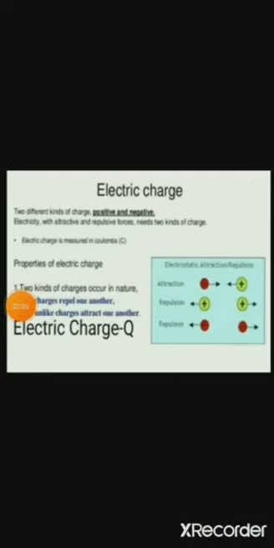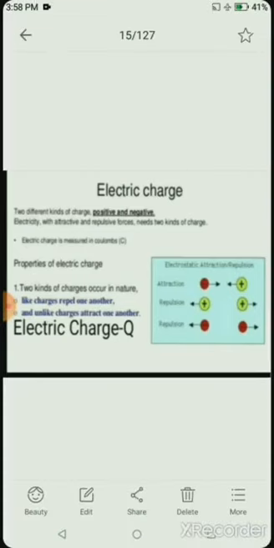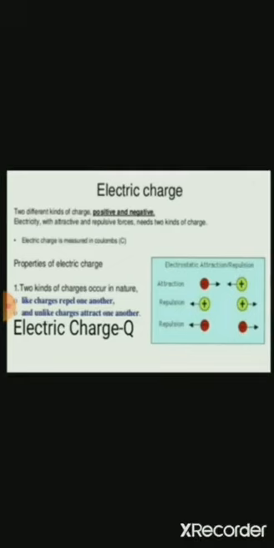Electric charge is measured in coulomb. The SI unit of electric current is ampere, and it is denoted as A. If 1 coulomb of charge is flowing through a conductor in 1 second, then the amount of current flowing is said to be 1 ampere. Ammeter is the device used to measure electric current.